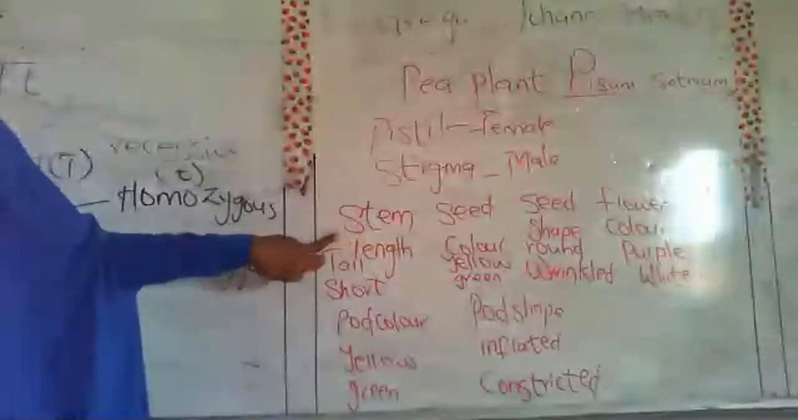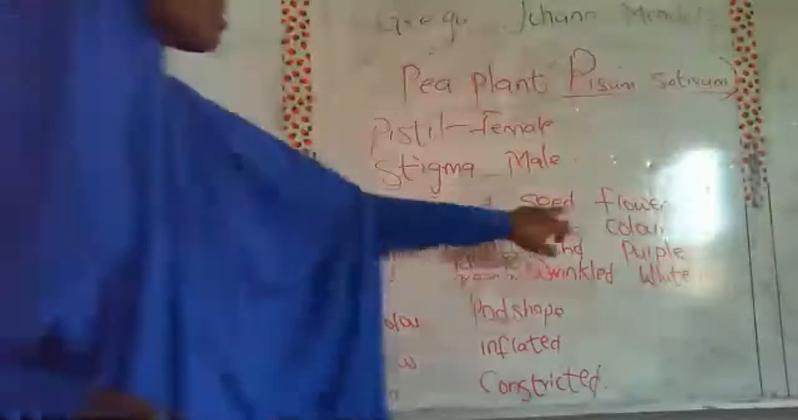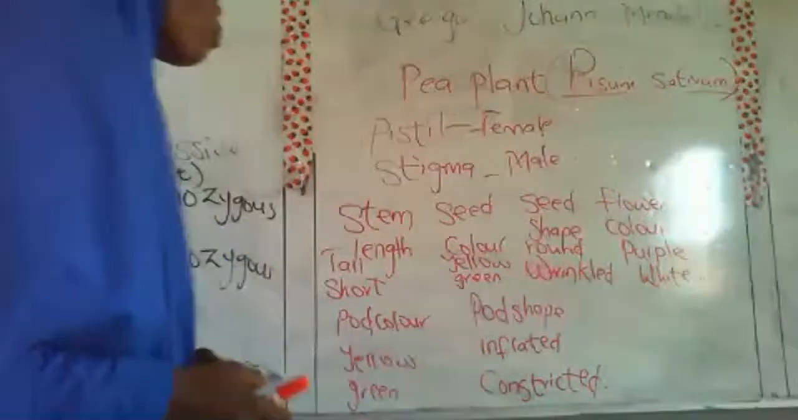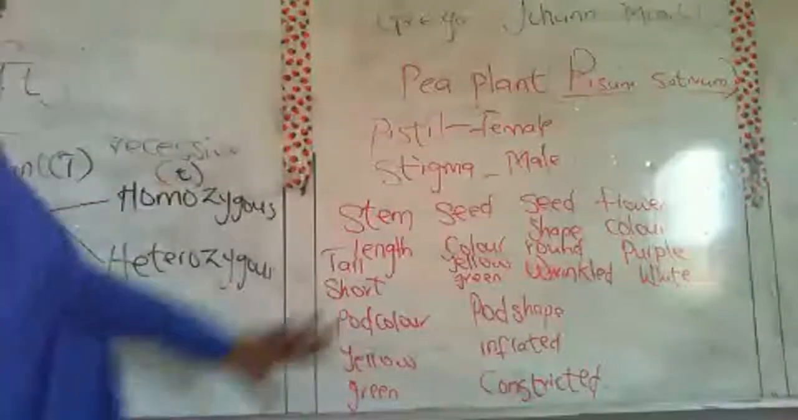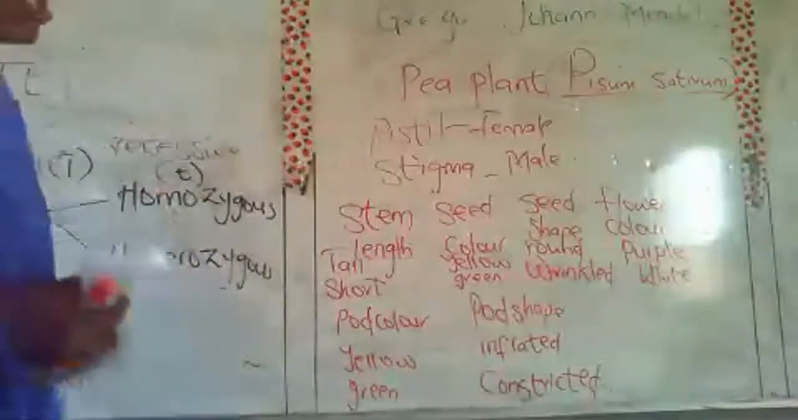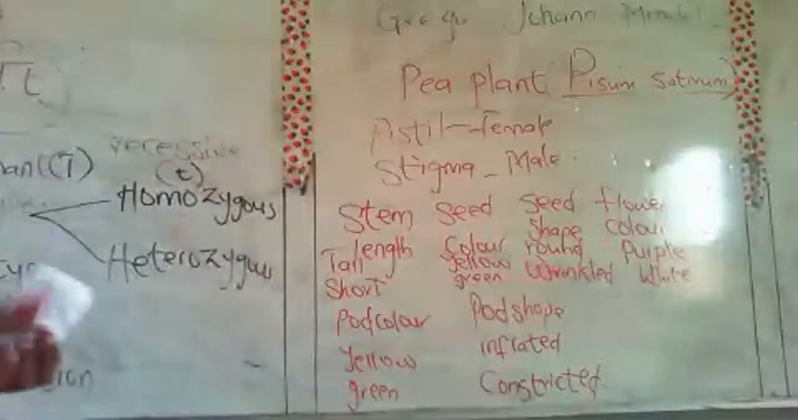So now he used the stem length. He looked at the stem length, the seed color, the seed shape, the flower color, the pod color, then the pod shape. So now in that he has looked at this, Mendel makes sure that all the pea plants that he's using are true breeding or a pure trait.